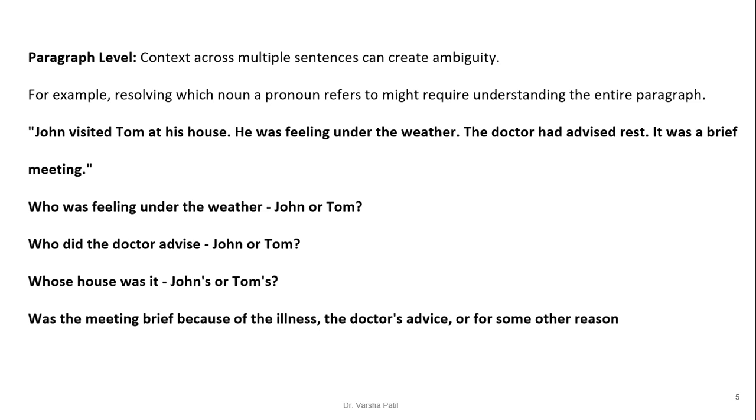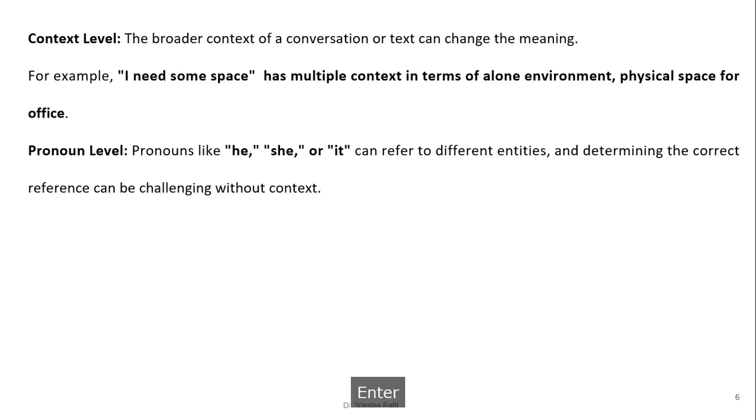So for humans it is very easy to understand, but for a machine it is very difficult to understand this paragraph. For example, who was feeling under the weather, John or Tom? Who did the doctor advise, John or Tom? Whose house was it, John's or Tom's? Was the meeting brief because of the illness, the doctor's advice, or some other reason?